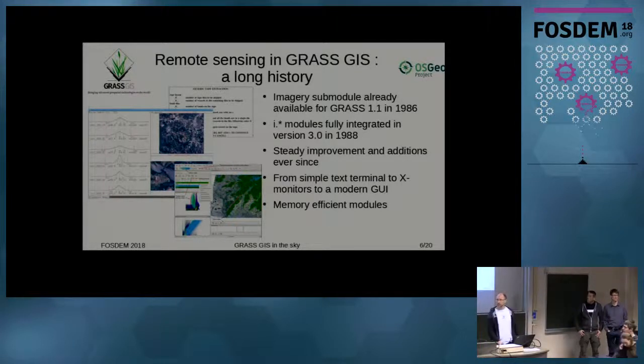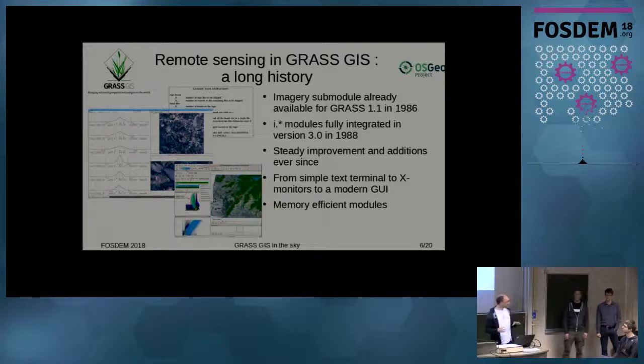You already had first sub-modules available in 1986 for GRASS 1.1, and then from GRASS 3.0 in 1988, you had a whole suite of modules integrated into the core GRASS, which are the i.something modules, so the whole imagery family. Ever since, we've had steady improvements and additions constantly. There's been constant evolution, also following, obviously, the changes in types of satellite data that we can use. And we've moved from what you can see at the top, a very simple text-based console in the 1980s, to a much more complex and modern GUI system to handle all that data.